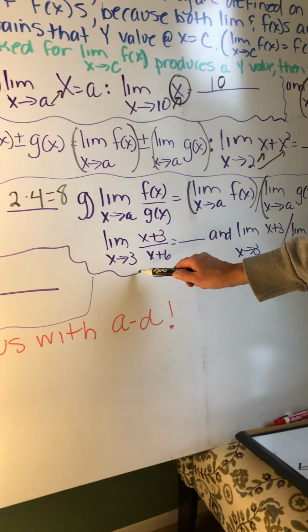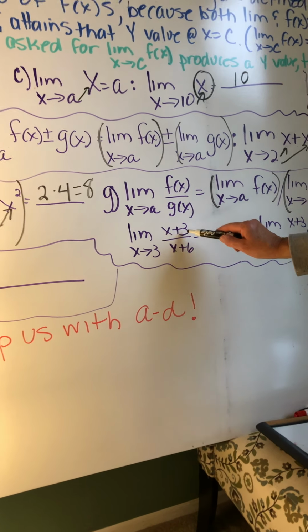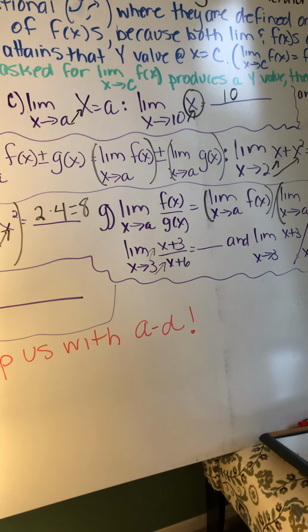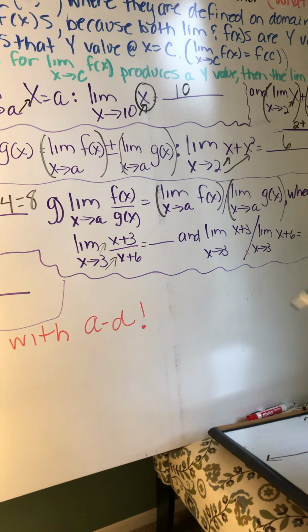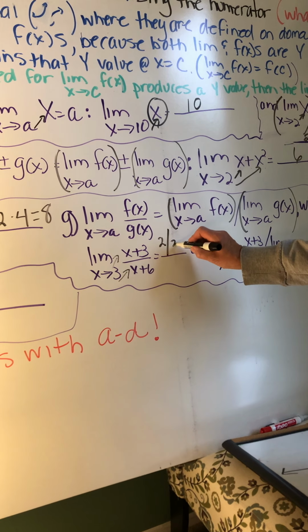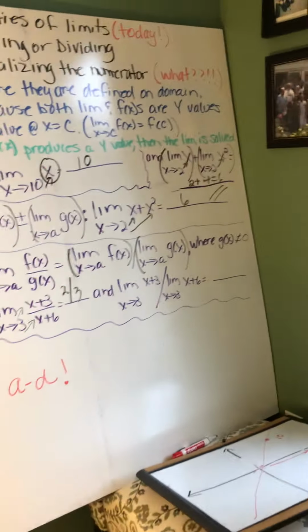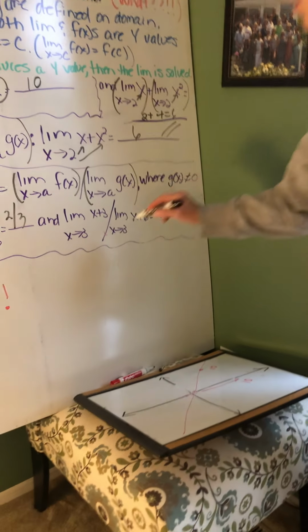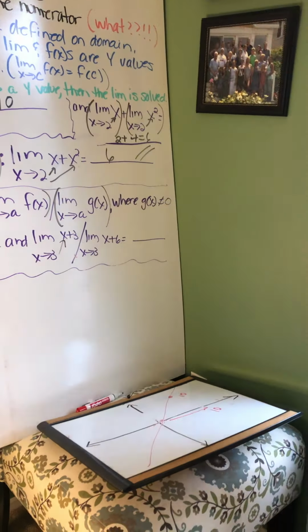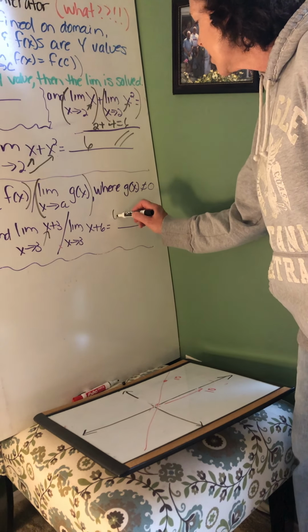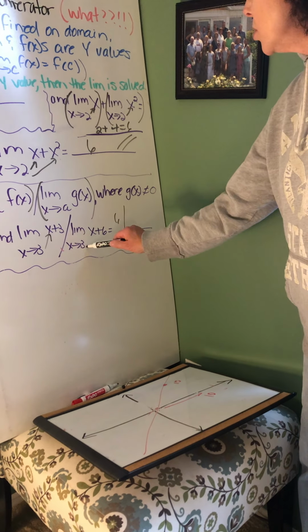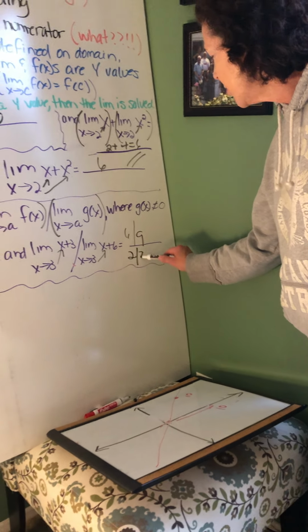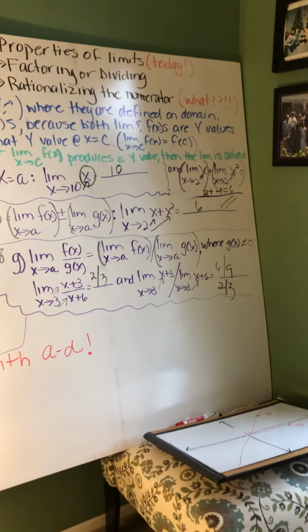The limit as x approaches 3 of x plus 3 over x plus 6. Let's evaluate using direct substitution. That would be 6 over 9, or 2/3. Let's do the limit of the numerator and denominator separately and see if we get the same answer. Direct substitution in the numerator is still the 6. Direct substitution in the denominator is still the 9, and we get 2/3. Last one.